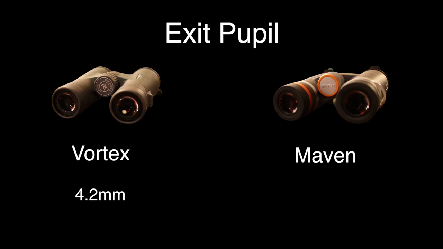Now the exit pupil for the Vortex is 4.2 millimeters. The exit pupil for the Mavens is 4.1 millimeters. And that's just simply referring to how big the hole of light is that comes out of the binocular toward your eye. So the bigger the hole, the more you can kind of move it around and still get a picture. If the hole is very small, then you might have difficulty locating the image in the binocular. But 4.2, 4.1, not a huge difference there.